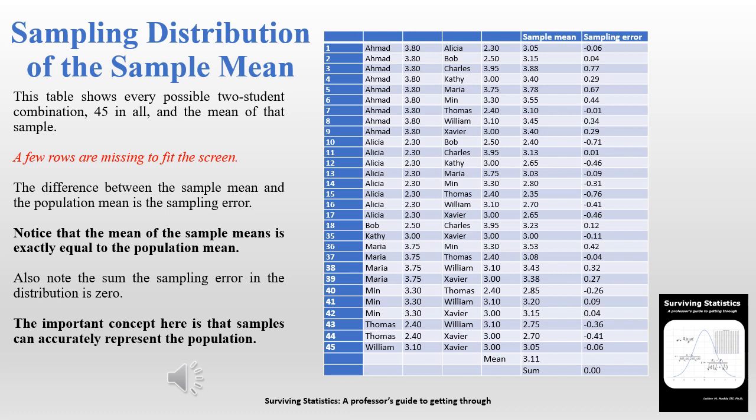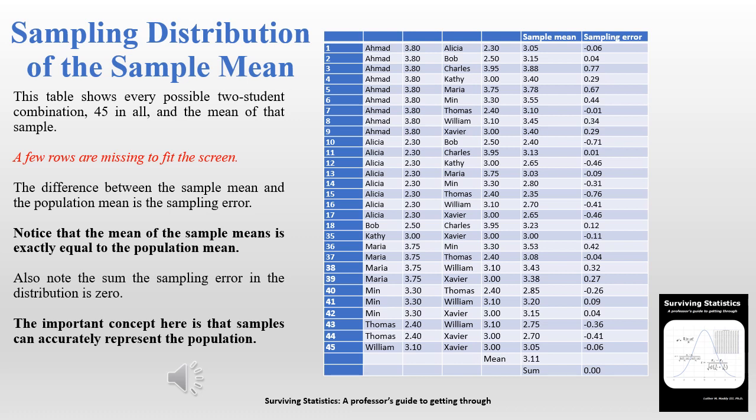Well, let's just focus on line 1. So we have Ahmad and Alicia. We've computed the mean of those two, a sample size of 2. We end up with a sample mean of 3.05. Now that is not the same as the 3.11 population mean that we computed a minute ago. So we have an error. That's called the sampling error. Notice that the far right column gives us the error.